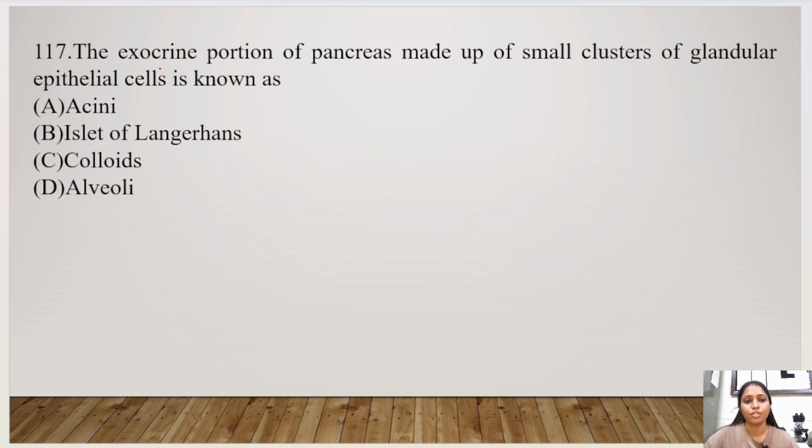This is a very interesting question. The exocrine portion of pancreas made up of small clusters of glandular epithelial cells is known as? So here the small clusters of glandular cells of pancreas, which are epithelial cells, are known as? We all know that pancreas functions as exocrine as well as endocrine, and here the small clusters of cells which function as exocrine are known as acini.